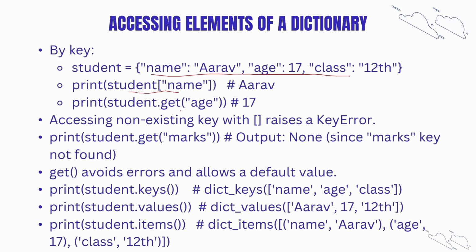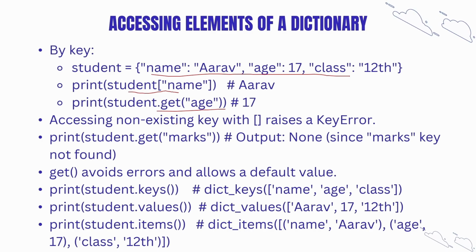Or else I can use this get method. Here by using the get method, I specify this particular key name age, and for this key we have the value 17, so it gives me 17. So this is how we access the elements using the key.